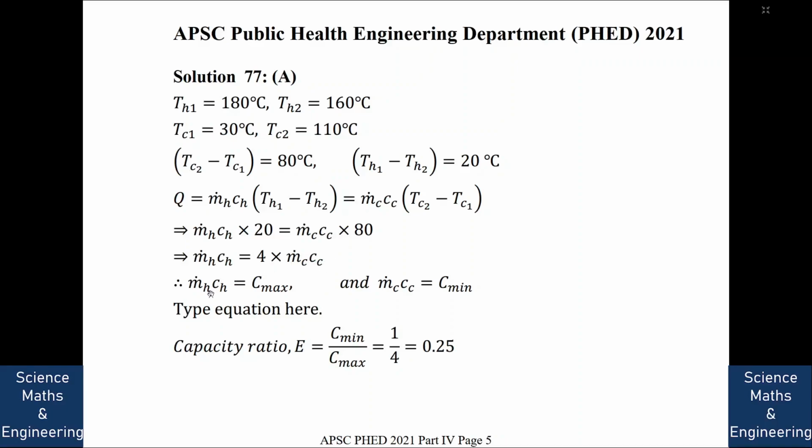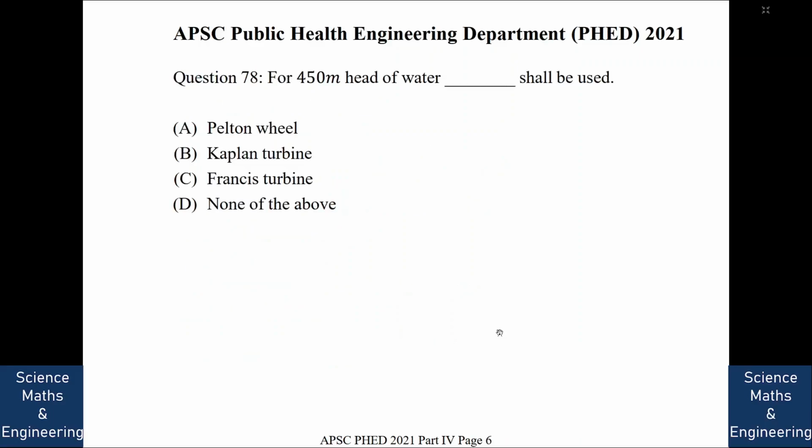So from here we get m dot h Ch, that is the C we define as capital C max because this is greater, so it is the maximum one, and then m dot c Cc is the C min, that is the smaller one, and our heat capacity ratio is given as E is equal to C min divided by C max. So it should be equal to 1 by 4. So it is 0.25. So our option A is the correct answer. So we'll go to the next question.